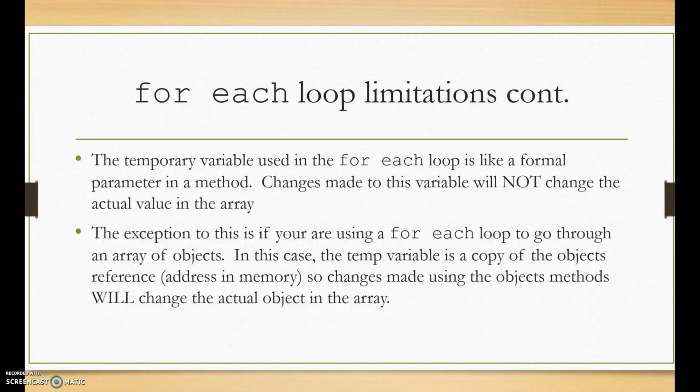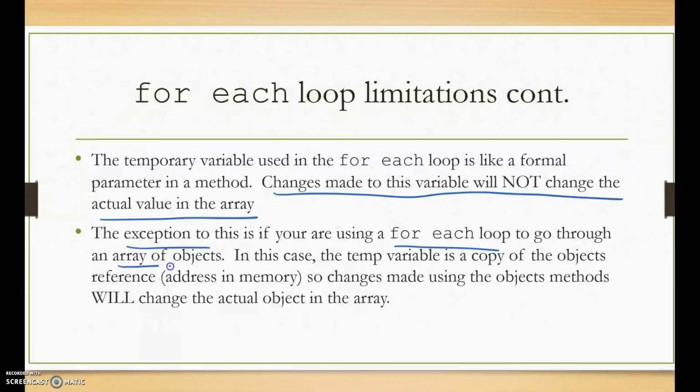In this scenario, the temporary variable that is used is like a formal variable or a formal parameter. So what does that mean? That means that changes made to this variable will not change the actual value in the array. Now, the exception to this is if you are using a for each loop to go through an array of objects. The reason why this is an exception is because in this scenario, the temporary variable is a copy of the object's reference. So any changes made will actually change the memory.